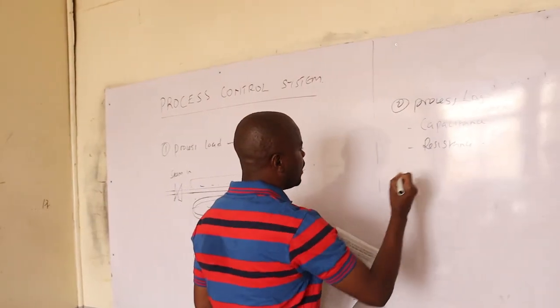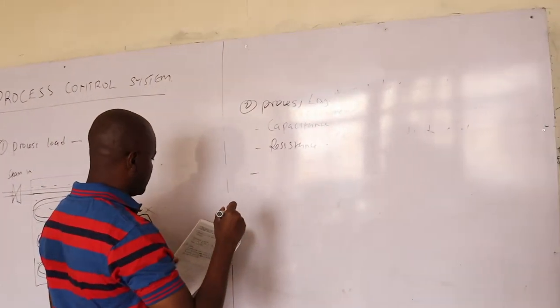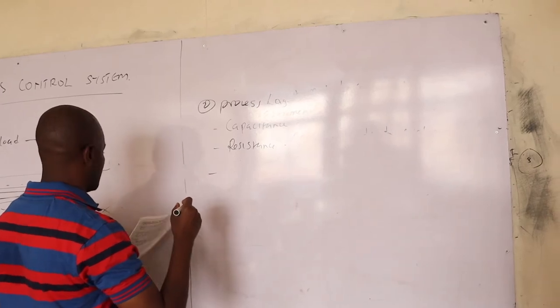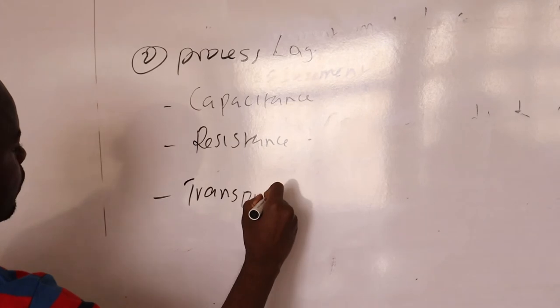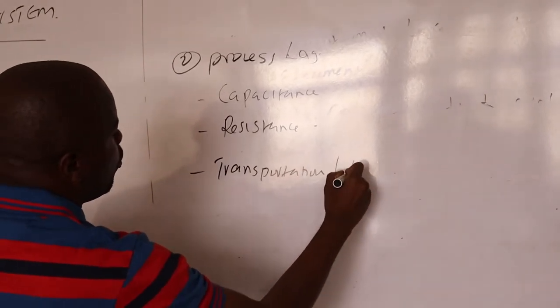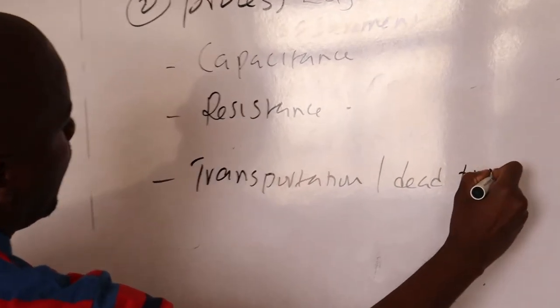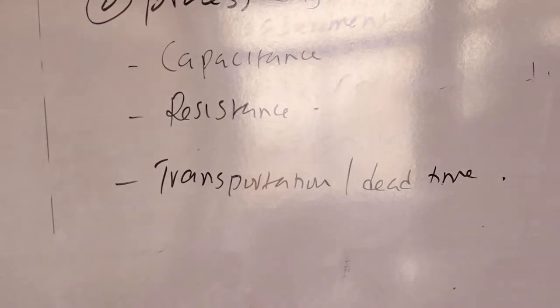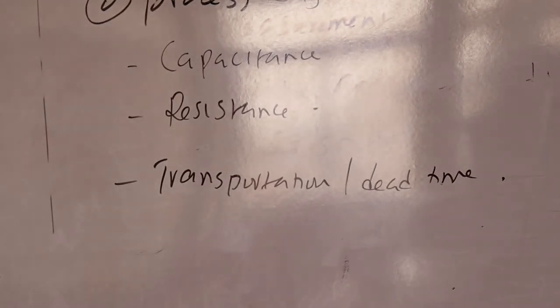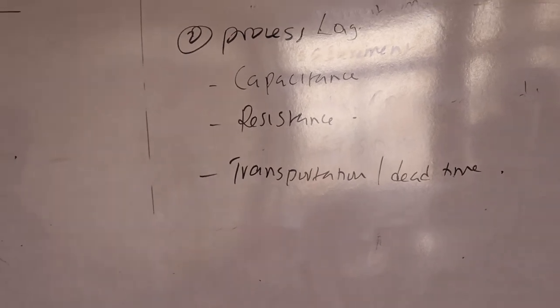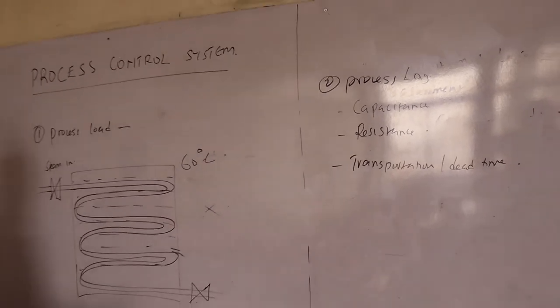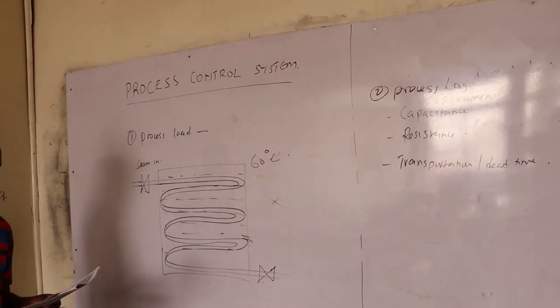The other characteristic is what we talk about as the transportation or dead time. This is the time it takes for a change to move from one place to another in the process. Simply the time that it takes for a change to move from one place to another in the process.